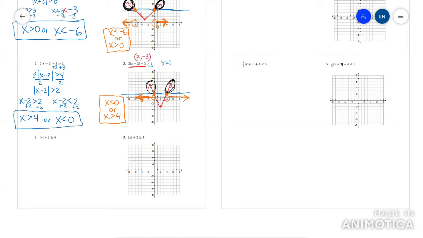Okay, this next one, go ahead and graph it. So find your vertex of 0, 2. Put a dot there. The slope of this one is 1.